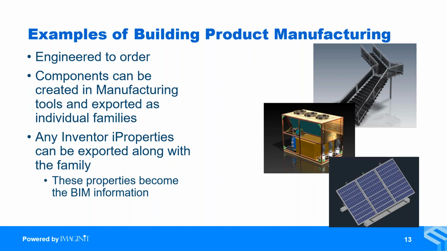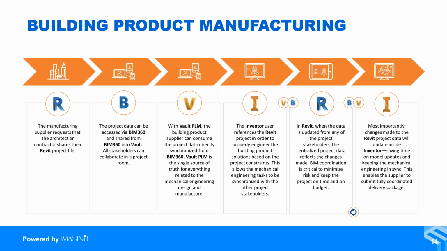So I'm creating this in Inventor. I'm exporting it as an individual family. Any Inventor iProperties that I have can be exported along with that. There's also additional BIM information. I can choose what type of object it is, and specific BIM information gets put in there. So this gets exported out along with that. And the idea here would be, I've got a dryer, a heater, a chiller, a solar panel, a stair, something that is this component that I'm putting together, and now it's going to be leveraged over in Revit.